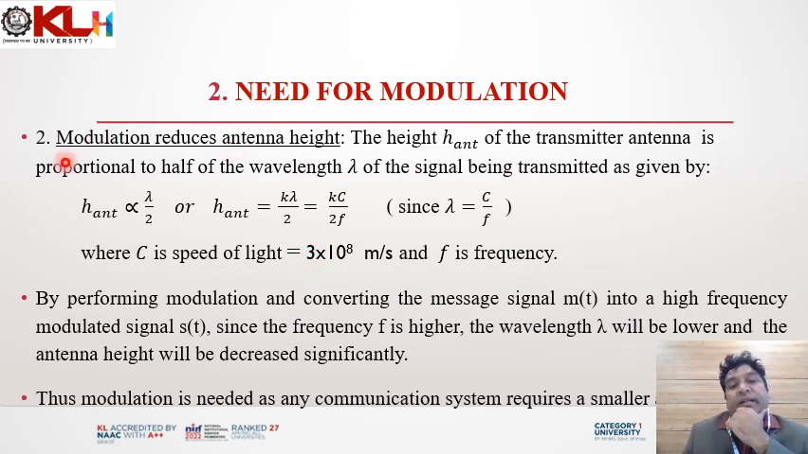The second need is that modulation reduces the antenna height. The height of the antenna is proportional to half of the wavelength. So we can write the height of the antenna H ant as k into lambda by 2. We know the wavelength lambda is inversely proportional to frequency, so lambda is c by f, where c is the speed of light and f is the frequency. Substituting this, the antenna height is k by 2 into c by f, or k into c by 2f.